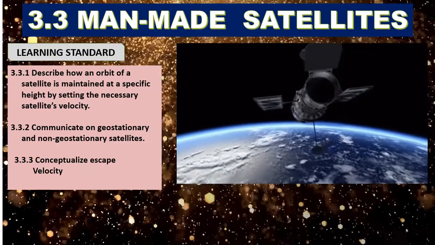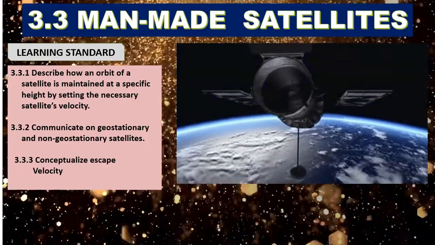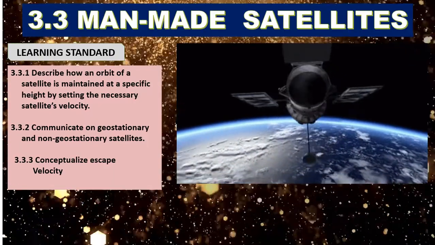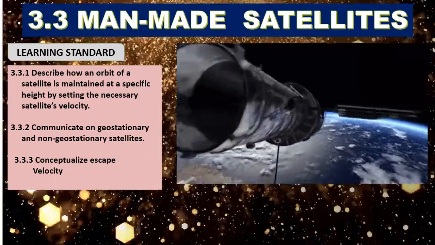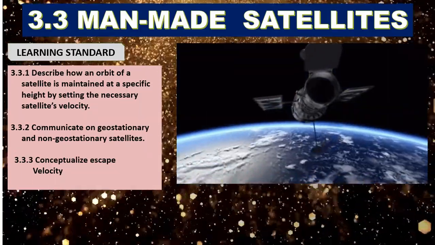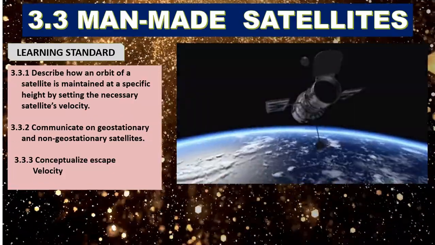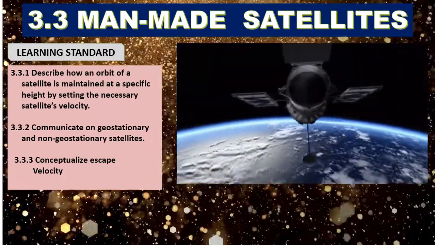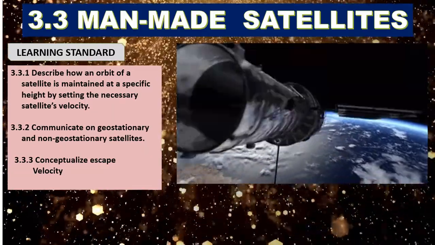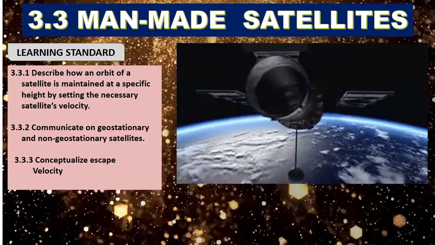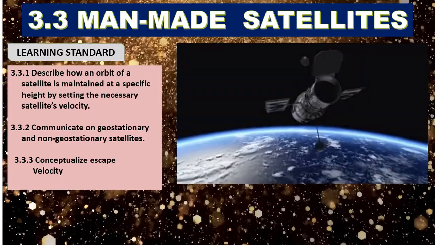Today's topic is 3.3 Man-made satellites. Our learning standard is first, describe how an orbit of a satellite is maintained at a specific height by setting the necessary satellite's velocity. Second, communicate on geostationary and non-geostationary satellites. And third, conceptualize escape velocity.